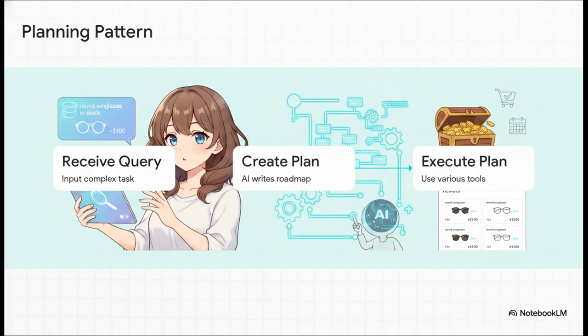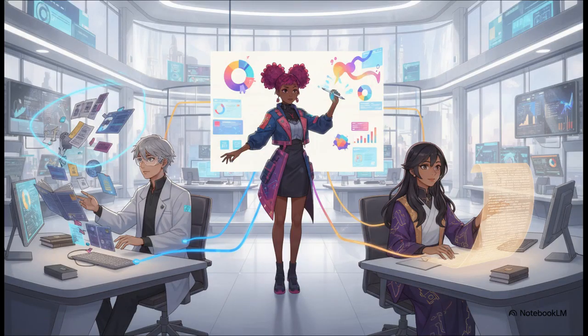And here's a really fun fact. Because the AI generates this plan on the fly, you never quite know the exact steps it'll take until it actually takes them. It's slightly unpredictable for sure, but incredibly flexible. And this brilliantly illustrates our next pattern, multi-agent systems.